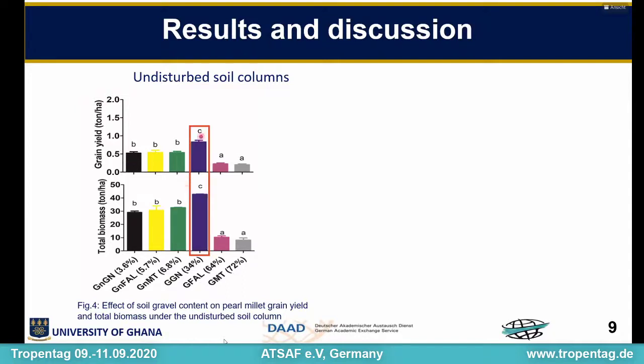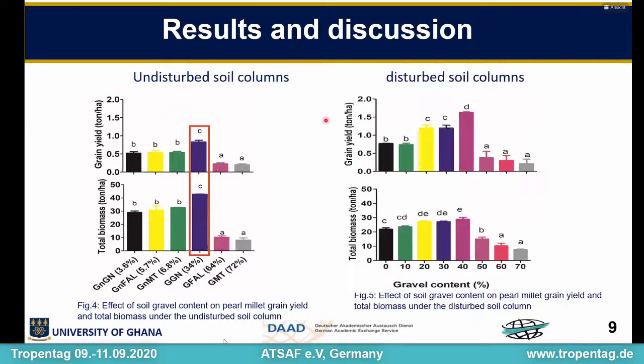of the grain yield being highest at 34% gravel content for the undisturbed monoliths. And also in the disturbed monoliths, we found that the yield and the total biomass were also highest when gravel content was 40%.